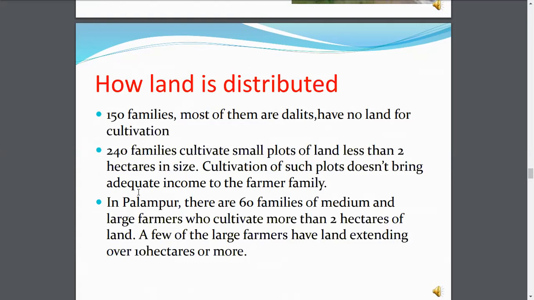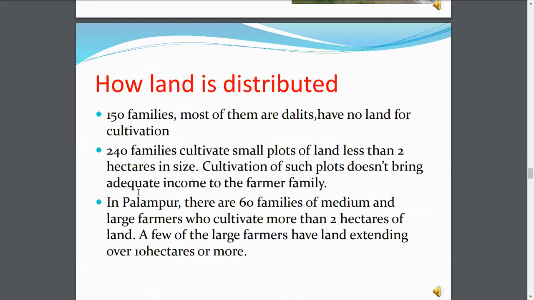Now, the other thing which is going to affect this is that if those 150 families also had land, then our production would have increased a little more. People would have got more job opportunities, and more people could work in it. But of those 150 families, most are Dalits, so they don't have land for cultivation. They work on somebody else's land. When these 150 or 240 families need work, they are the people who provide the labor.